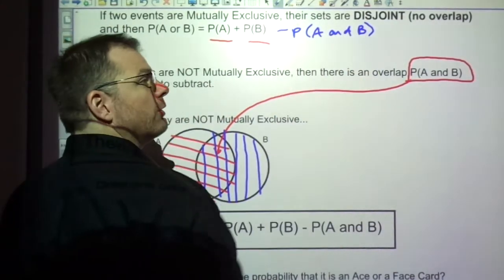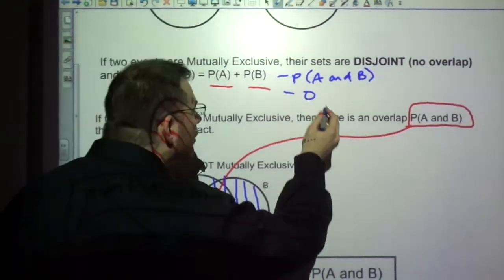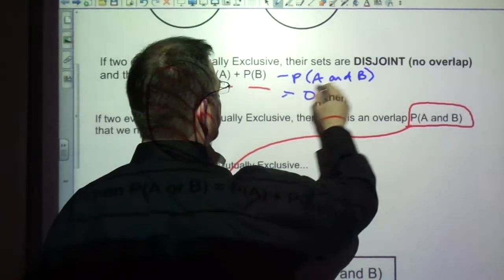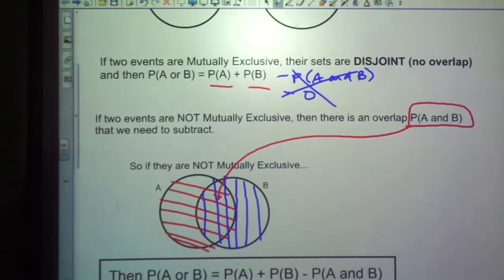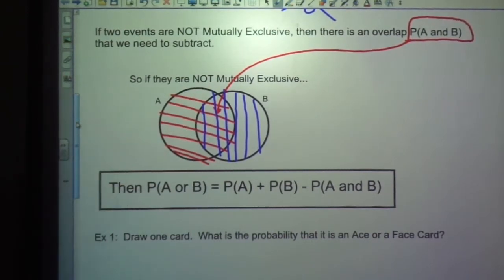Now actually this formula even works whenever they are mutually exclusive, except that if we subtract the overlap here, this part is just 0 because there is no overlap if they're mutually exclusive. So it's sort of like minus 0, which doesn't really change anything. We just don't really need to worry about it. But we do need to worry about it if they are not mutually exclusive. And so this is the formula that you absolutely need to get down that we're going to be working with.